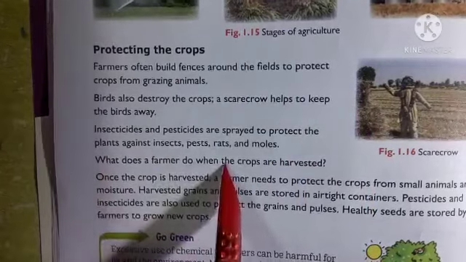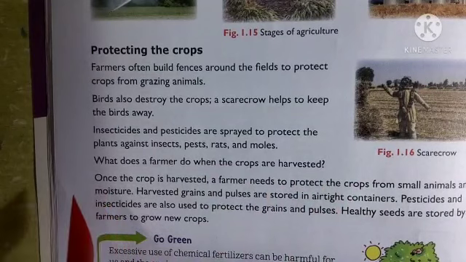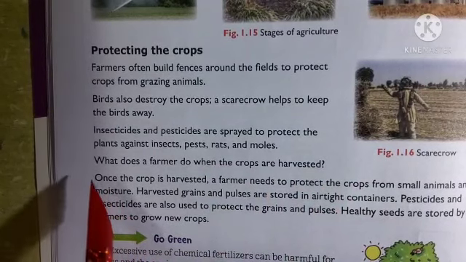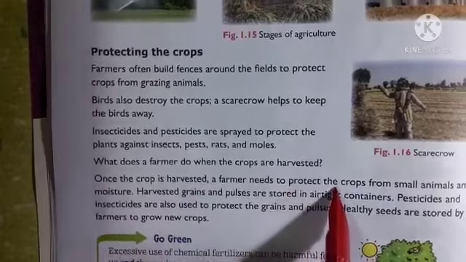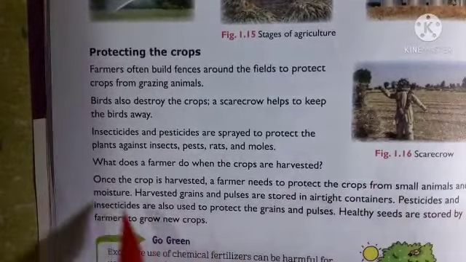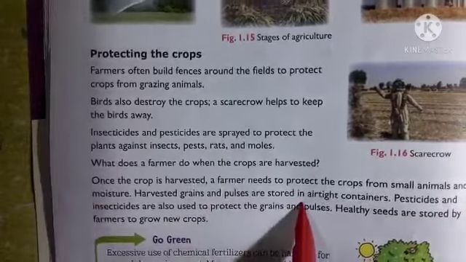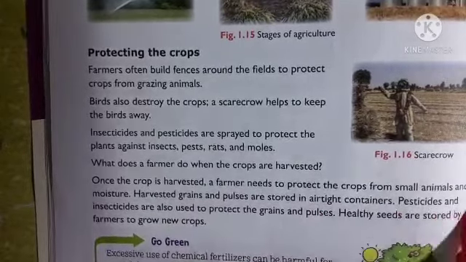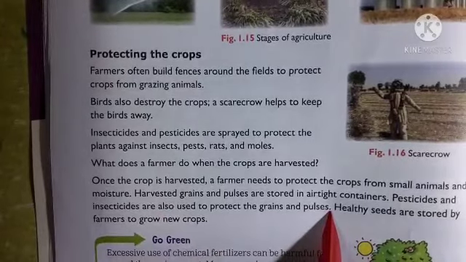What does a farmer do when the crops are harvested? When the crops are cut after they are ripe, what do the farmers do? Once the crop is harvested, a farmer needs to protect the crops from small animals and moisture. Harvested grains and pulses are stored in airtight containers. Pesticides and insecticides are used to protect the grains and pulses.